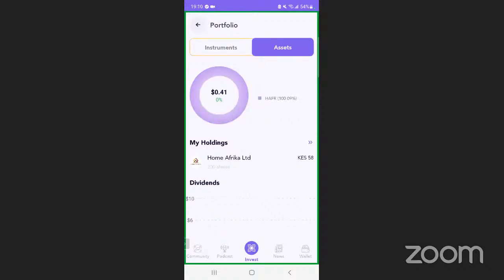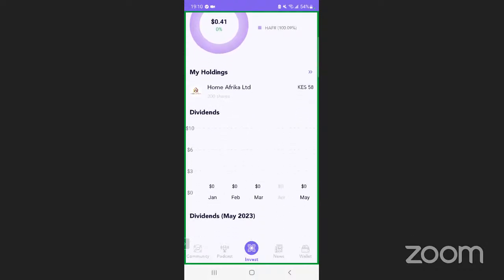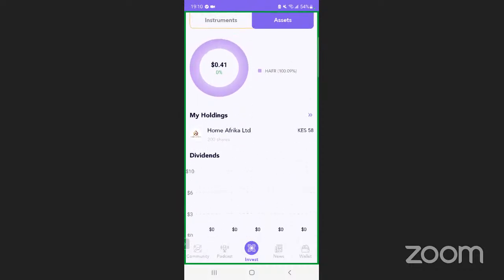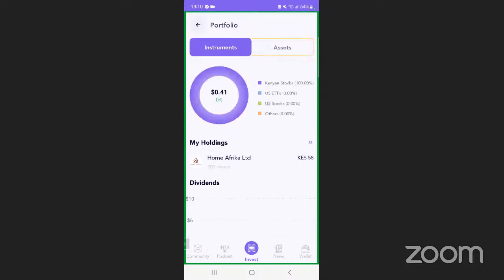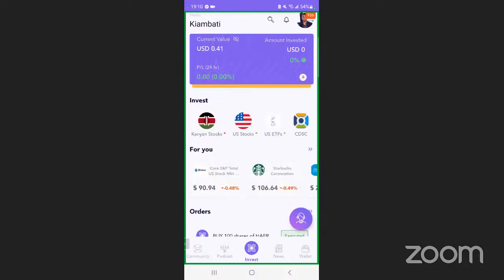And when you click on the assets, you'll be able to see a more detailed breakdown of the assets that you own. On this account, I've not bought any assets. I've only made an experimental purchase of Home Africa, that's 200 shares. You can also see the dividends issued in May, if there are any dividends. So these are the assets, the instruments. Basically, this is where you see your portfolio, all the assets that you own. And if you want a deep breakdown, you go to assets. So that's the portfolio.